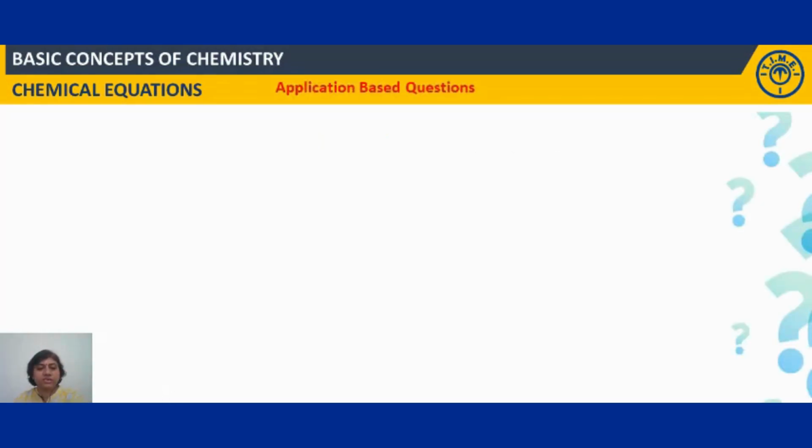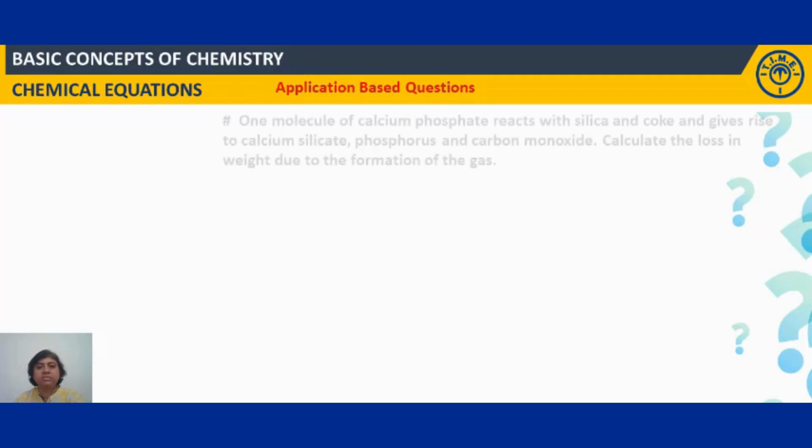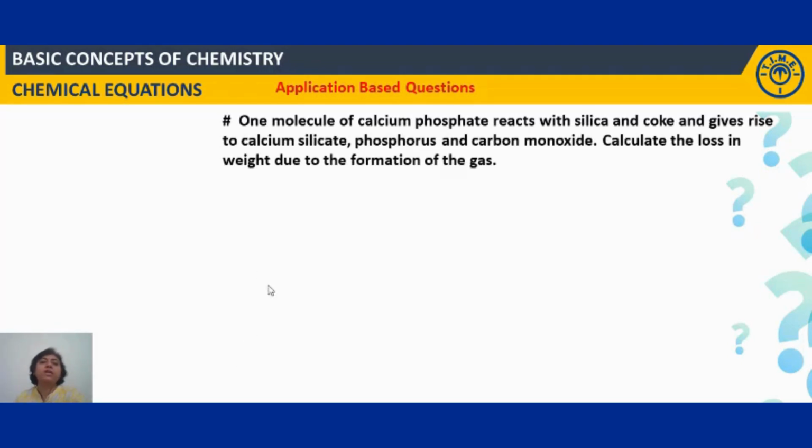Let's look at the next question. So what is the next question? One molecule of calcium phosphate reacts with silica and coke and gives rise to calcium silicate, phosphorus and carbon monoxide, right? Calculate the loss in weight due to the formation of the gas. So what is the first step? We know the reactants and all the products. We will write the chemical equation, then we will balance it, then we will find out the loss of weight due to the formation of the gas.